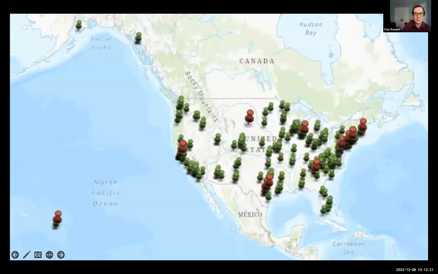Okay, so here's a map where I had those 400 incubators that I just mentioned as pins on this map. You see some red pins. The red pins represent the 15 arts incubators that the lab studied in depth. And they are a little bit all over the country.